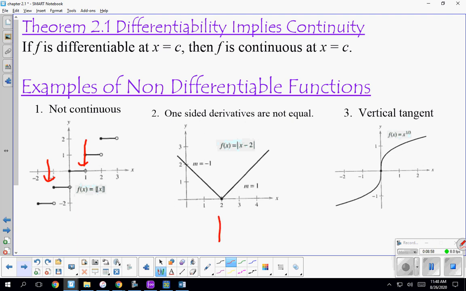If we have something that comes to a sharp point, it's not differentiable. And the reason is because the derivative coming in on this side is negative, and the derivative coming on this side is positive. So the derivative does not exist. What that creates is any type of a sharp point. And then also if we have a vertical tangent line, again, remember the derivative is the slope of this tangent line, and vertical lines have a slope that's undefined.